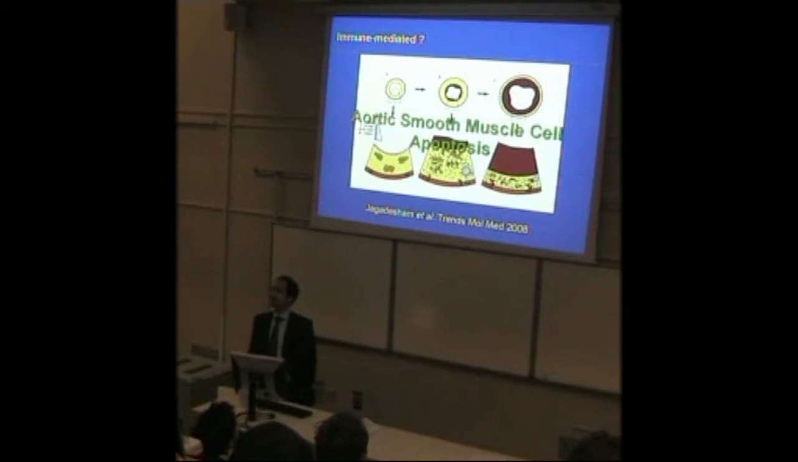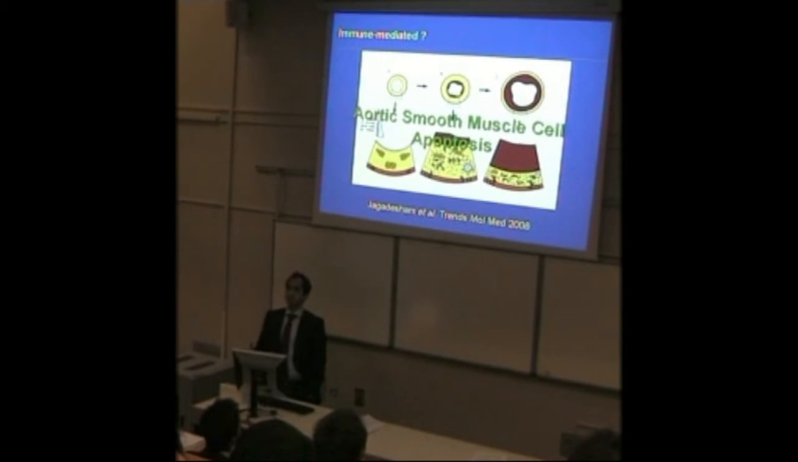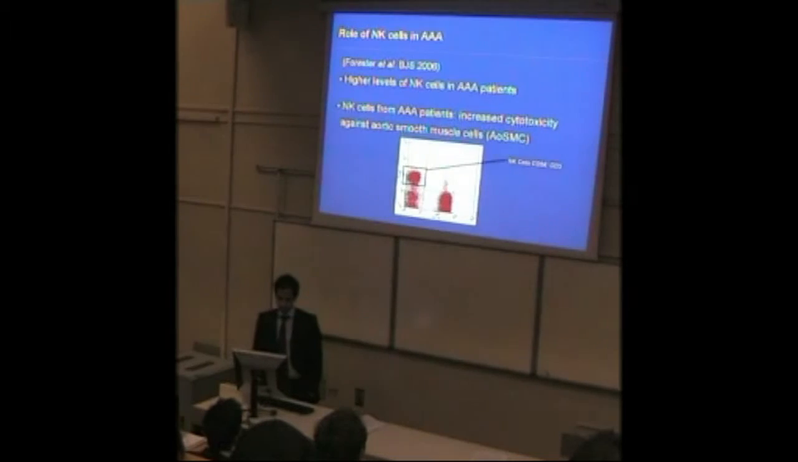It is clear that the critical event in the development of aneurysm disease is smooth muscle cell apoptosis, as these cells produce the structural components that are required for structural integrity. However, it's unclear how autologous immune cells cause death of autologous smooth muscle cells in the aortic wall.